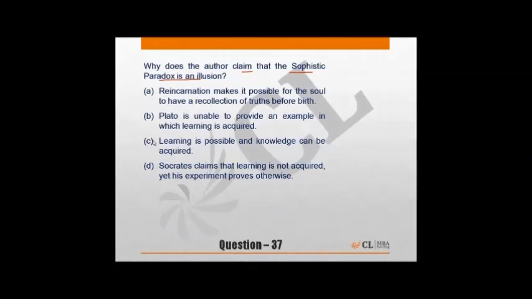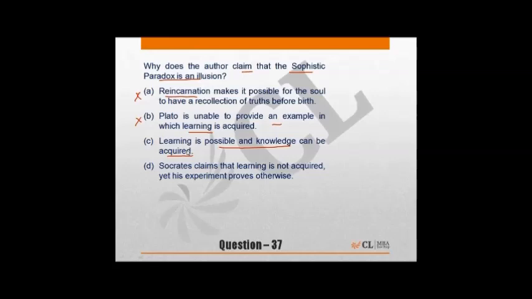Choice A, reincarnation, completely out of scope. Okay. Reincarnation is not something which has been mentioned, but it is not the key thing out here. Choice B, Plato is unable to provide an example in which learning is acquired. No. Learning is possible and knowledge can be acquired.